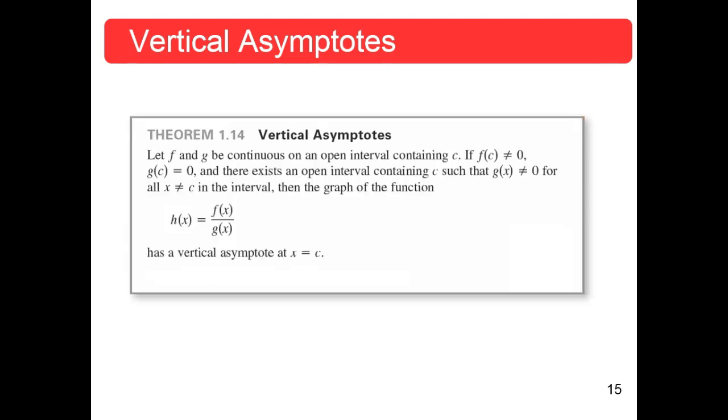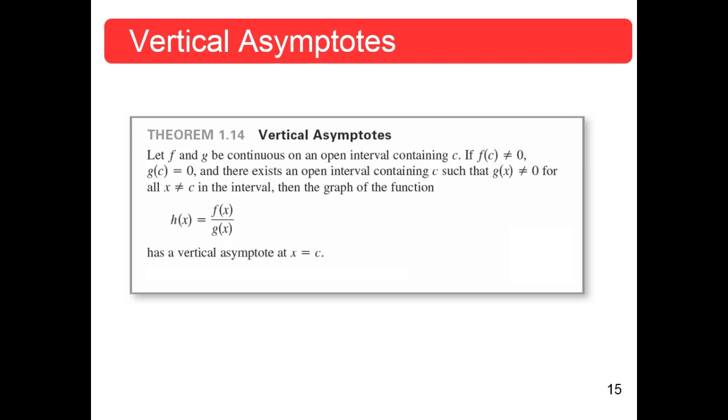Okay, so here is the next theorem. Vertical asymptote. Let f and g be continuous functions on some open interval containing some value c, x equals c. Now, if f of c is not equal to 0 and g of c is equal to 0, now your f is going to be in the numerator, it's not 0, g of c in the denominator, and it could be 0, then there exists an open interval containing c such that g of x is not equal to 0. Okay?